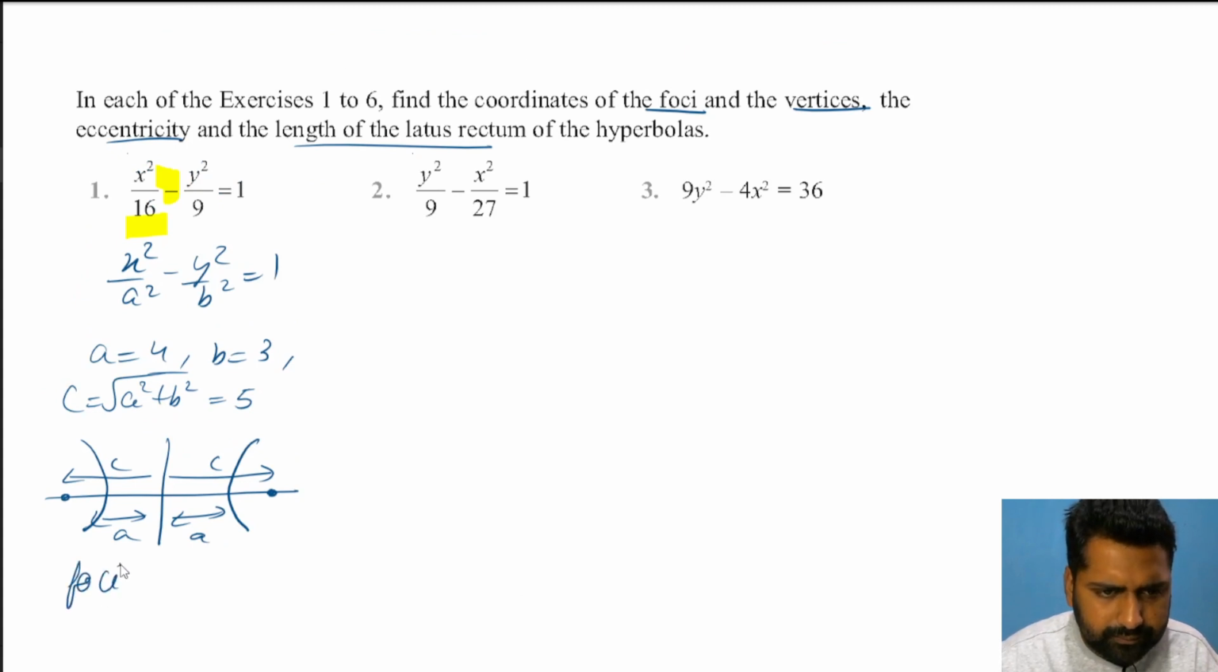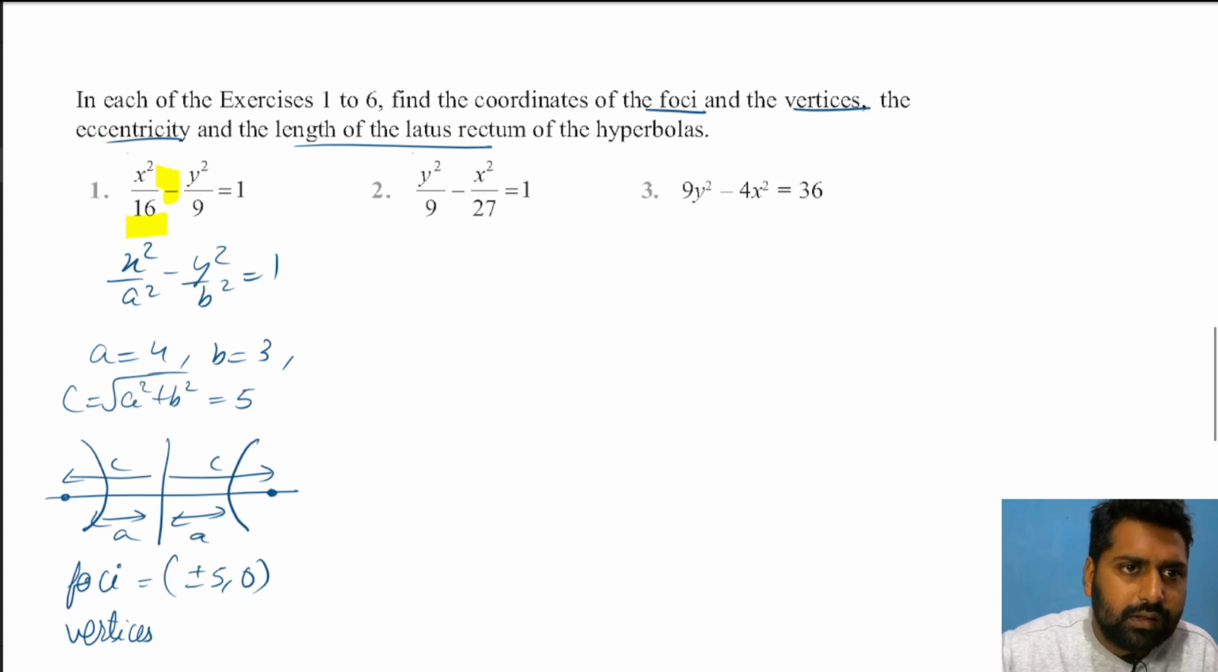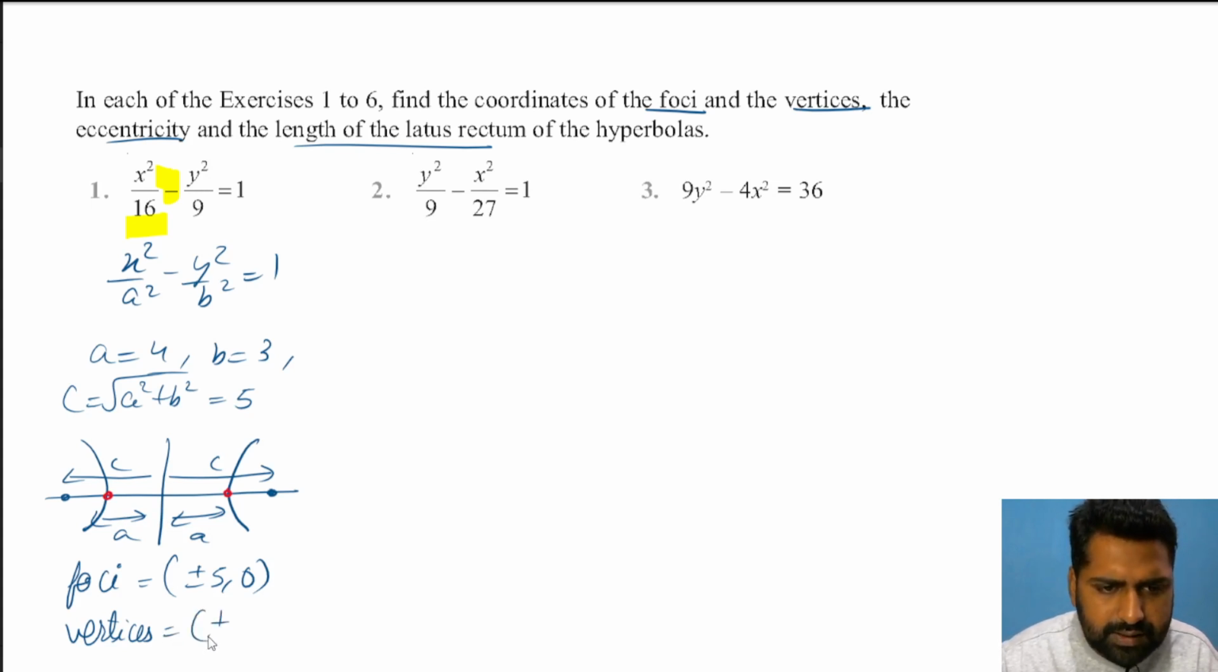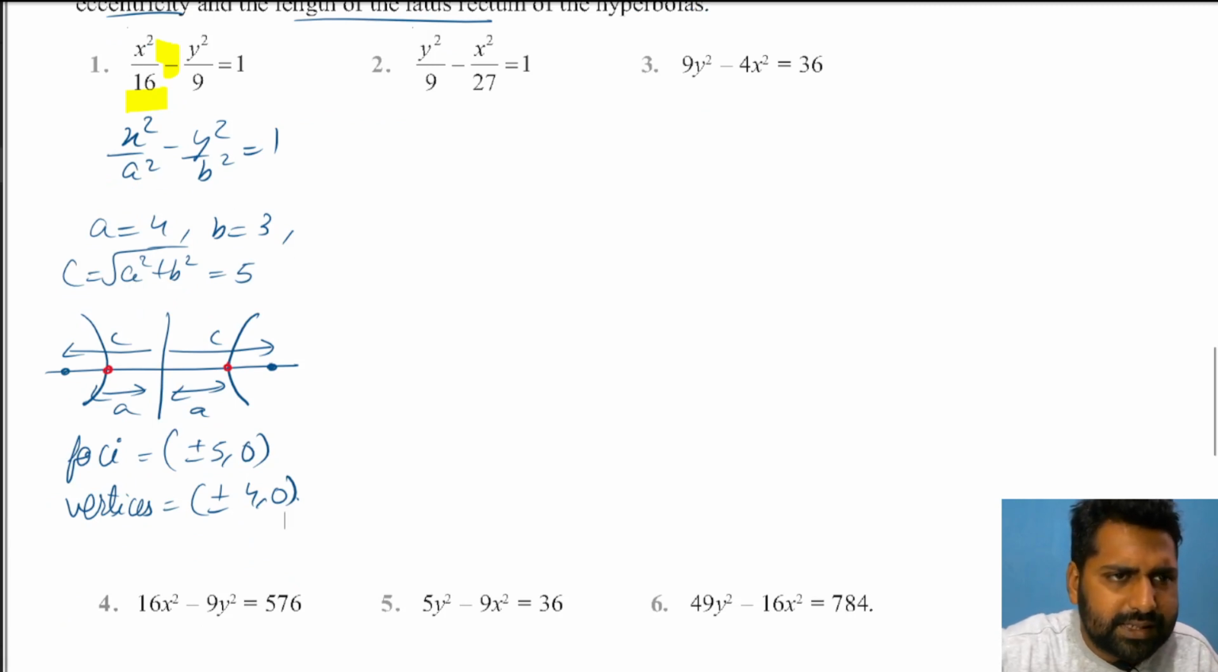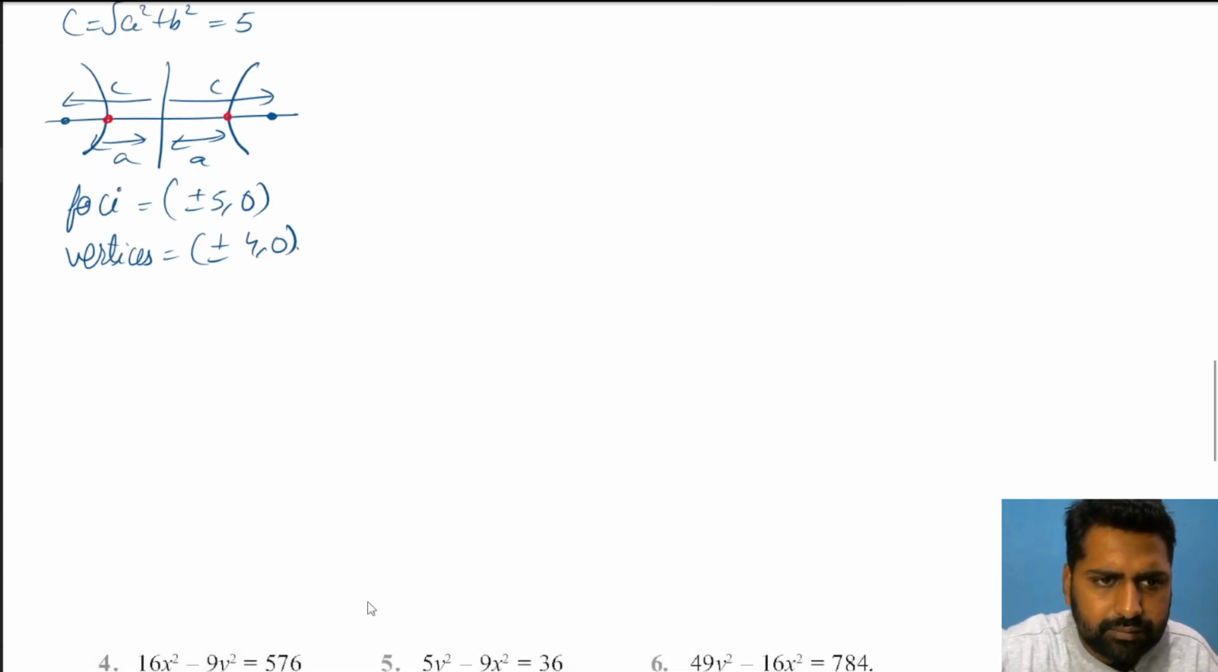So the foci will be on the x-axis, at C. The focus is always represented by C, so C is 5, so plus or minus 5 comma 0. Vertices: these are the vertices, these 2 points, at a distance A, so the vertices will be plus or minus A, that is 4 comma 0. So that distance is 4 comma 0, and the focus is at plus or minus 5 comma 0. Then eccentricity and the length of the latus rectum; I think the rest is formula based.